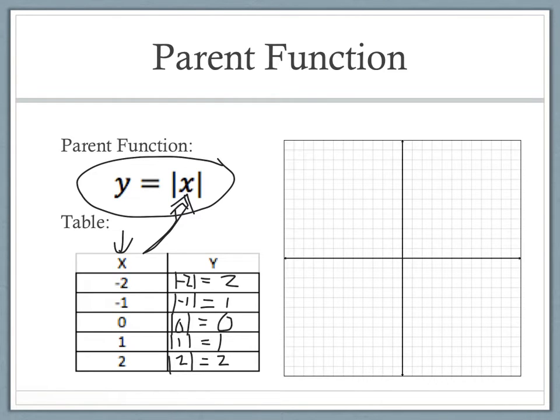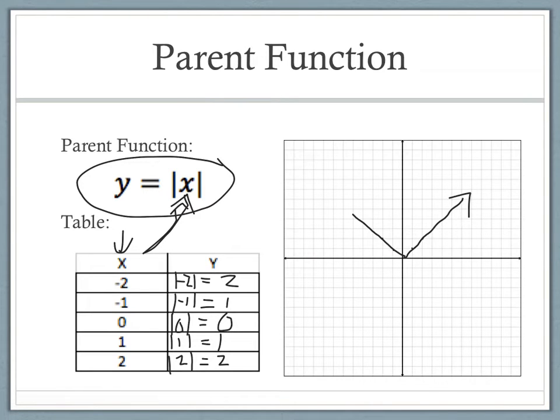So let's go ahead and graph these points over here. These are my points: -2, 2. I'm going to put a dot. -1, 1, put another dot. 0, 0, 1, 1, and 2, 2. Okay. So now I'm going to go ahead and connect these dots.